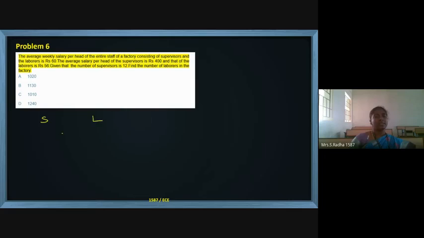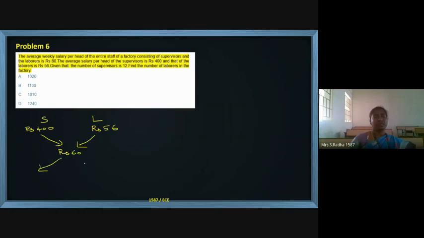Okay, and they have given the average salary per head of supervisors is 400 rupees. For laborers, the average salary per head is 56 rupees. And on an average for the entire people, it is 60 rupees.